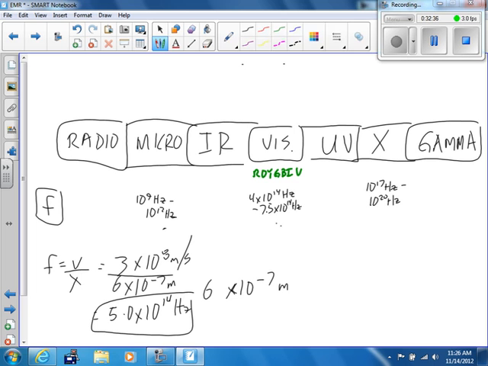Finally, this is our last little thing here. It's good timing because class is almost over. How are each of these produced? Well, they're all produced by accelerating charged particles, right? Charged particles speeding up, slowing down. Specifically, how are they produced? Okay, radio waves and microwaves are specifically produced by oscillating electric charge.